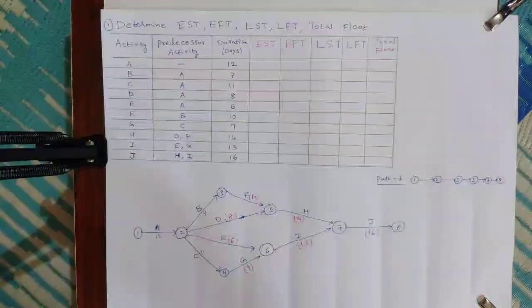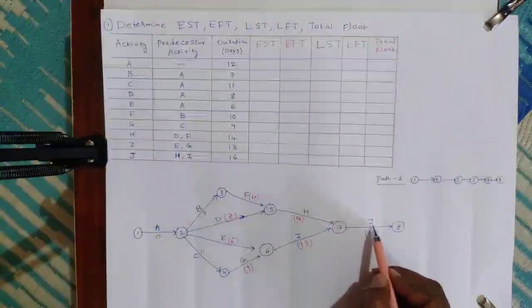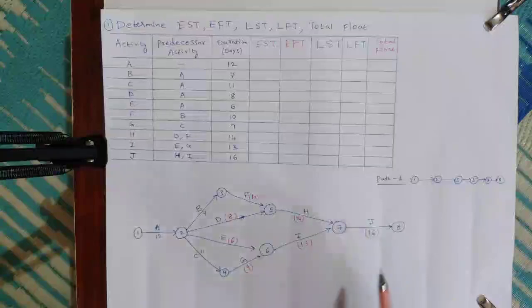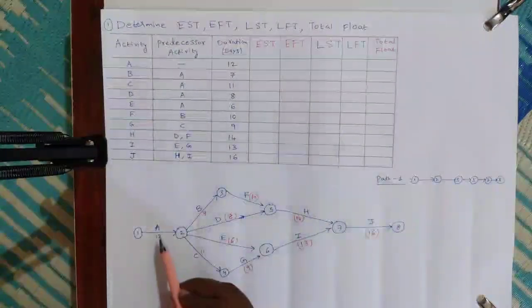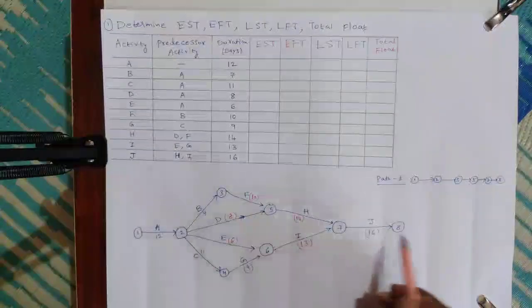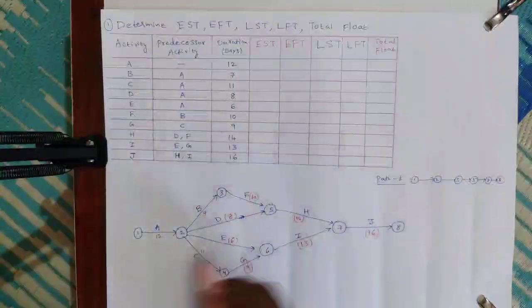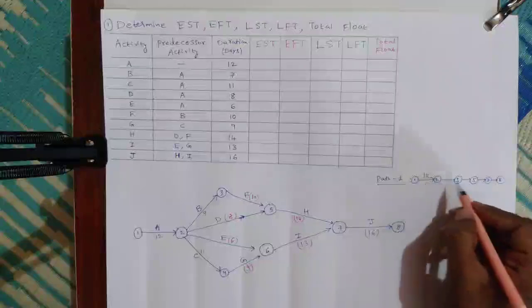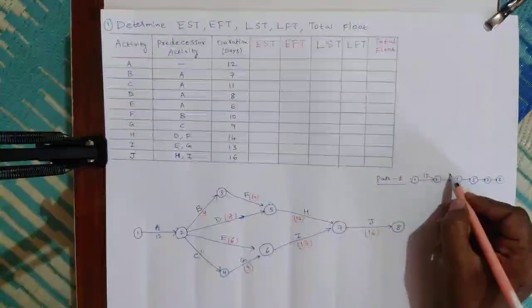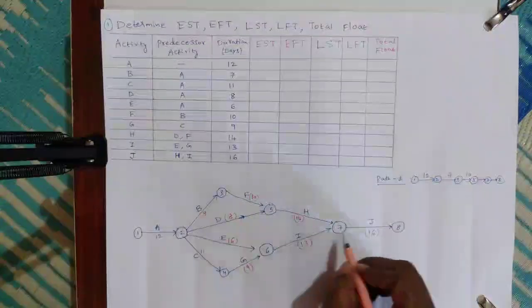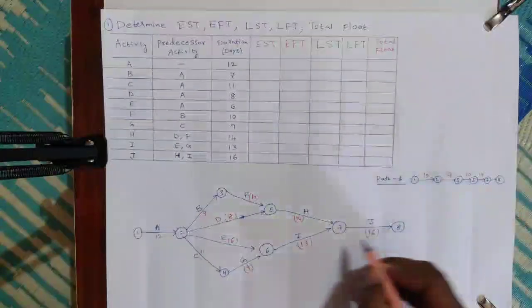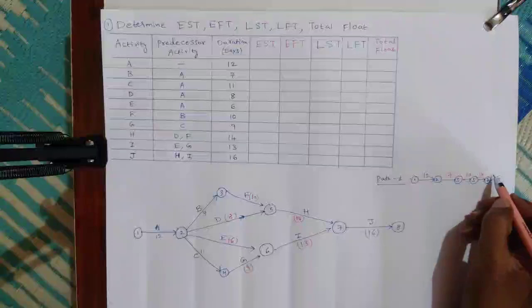Okay, this is the duration. That means to complete activity J, it requires 16 days. That is the meaning of this network diagram. If you consider path 1, that is A, B, F, H, J. For A, 1 to 2, 12 days required, and 2 to 3, 7 days, 3 to 5, 10 days, 5 to 7, 14 days, and 7 to 8, 16 days.